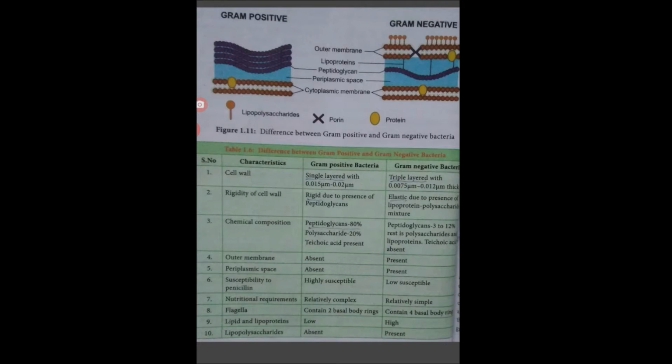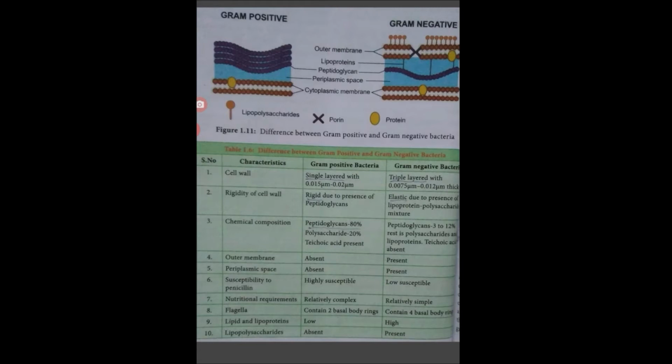The cell wall of gram-positive bacteria is a single-layered one, whereas in the gram-negative bacteria it is triple-layered. In gram-positive bacteria, the cell wall thickness is 0.015 micrometer to 0.12 micrometer, whereas in the gram-negative bacteria, the cell wall is triple-layered with 0.0075 micrometer to 0.012 micrometer thickness.